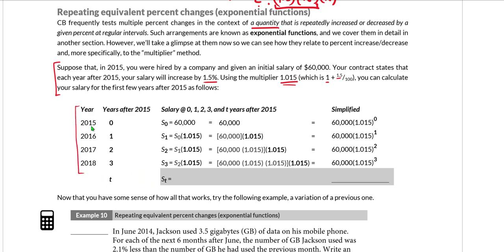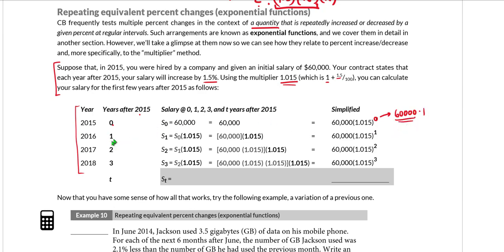So in 2015, 0 years after 2015 means you're in 2015, your salary is just going to be $60,000, and you can see that that's $60,000 times 1.015, your multiplier, to the 0. Remember that 1.015 to the 0 just equals 1, so this is 60,000 times 1, which is just, again, 60,000.